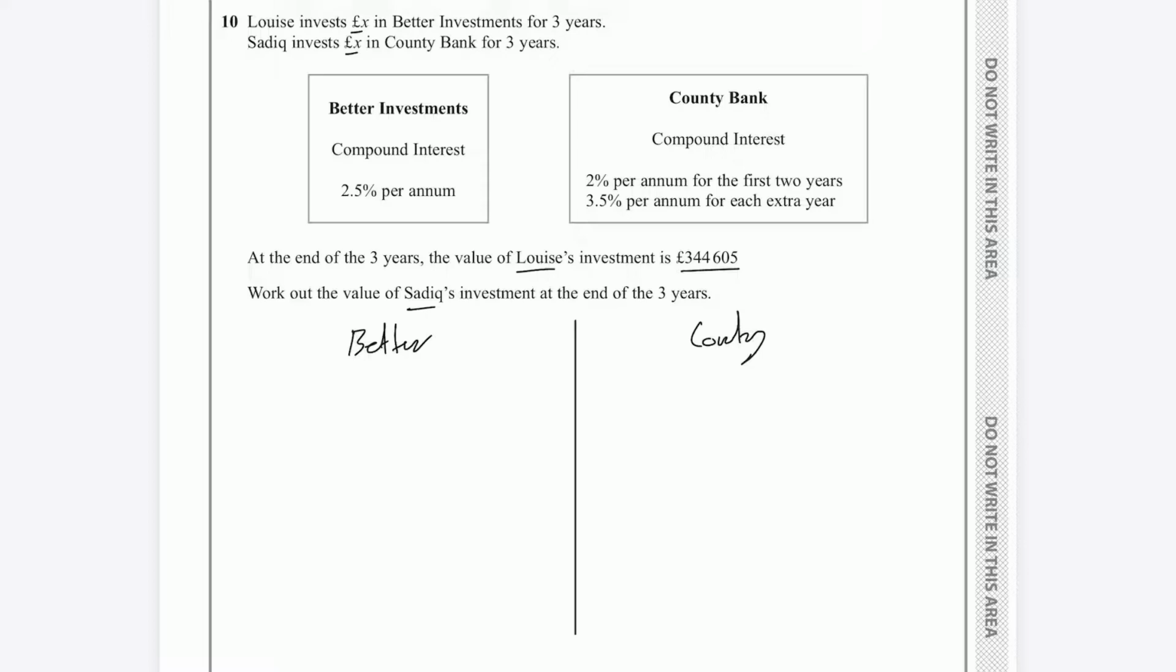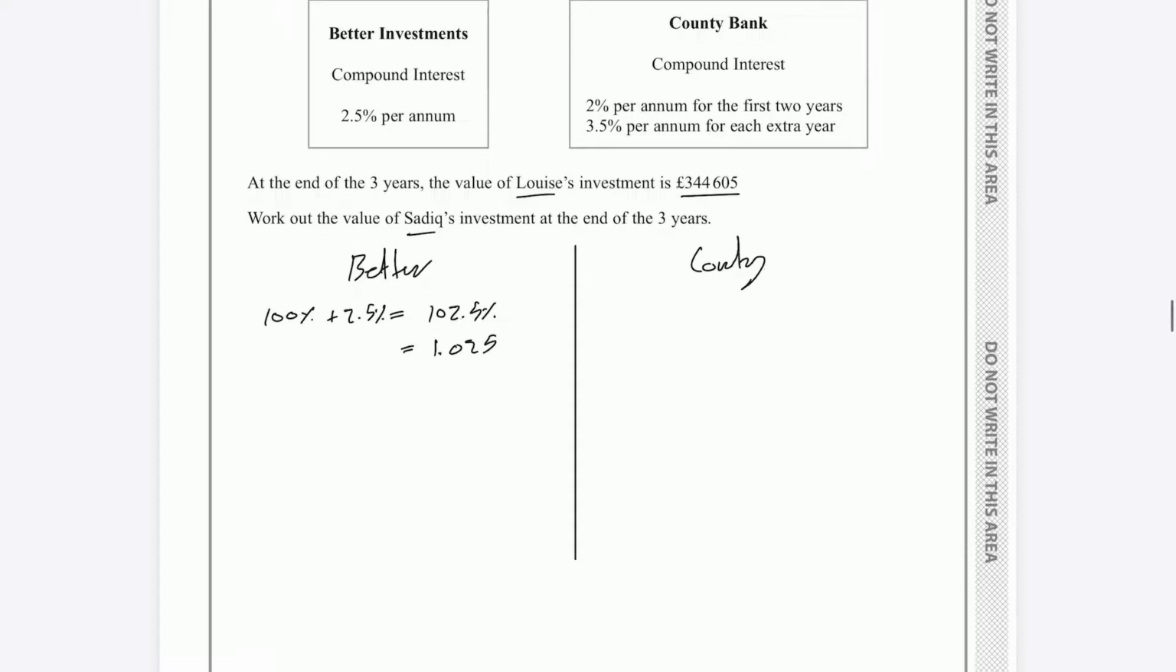2.5% per annum, percentages out of 100. We add 2.5 to that. That gives us 102.5%, and as a decimal, that's going to be 1.025. Just to get that out of the way. So our formula looks something like he invested X pounds times 1.025 over 3 years, and that ended up with 344,605 pounds. So X is the amount you started with.